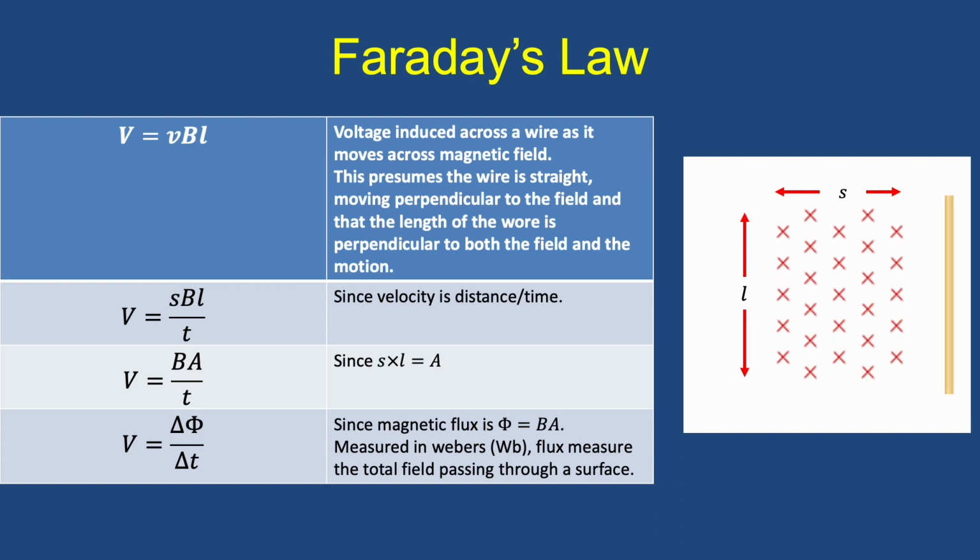Now have a look at the numerator in that equation: displacement multiplied by length of the wire. Here is my length of my wire. Here is my distance traveled. This multiplied by that is the area. And so we suddenly have EMF is equal to B multiplied by area divided by time. And that gives us Faraday's law.